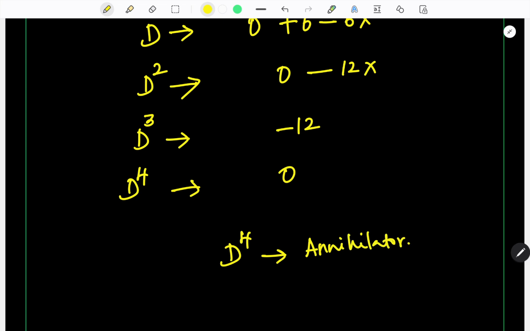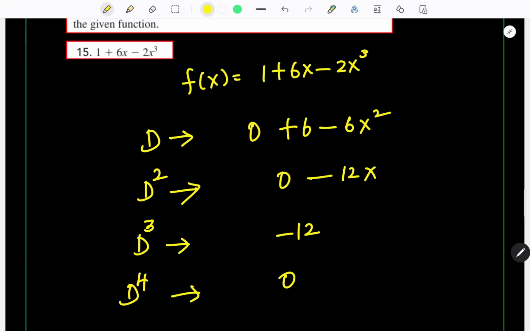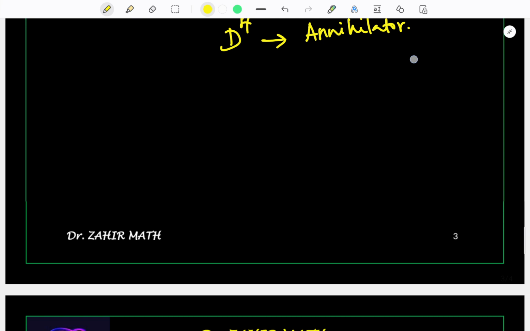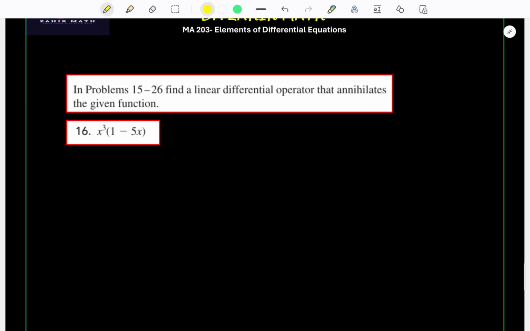Okay. Can you guess the answer? Look at the function's degree. The power is 3 and the differential operator is D power 4. So we can come to the conclusion: if the degree is 3, then D power 4 will be the annihilator. That is the shortcut you can keep in your mind.